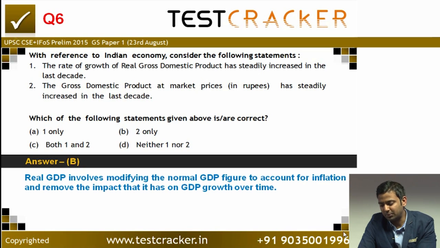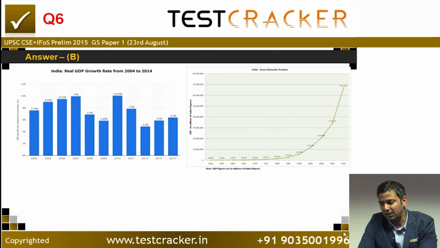Right? Answer to this is option B. Real GDP growth rate has been coming down, and GDP at market price has been going up in the last decade. Right? And you can look at the chart which proves the point.